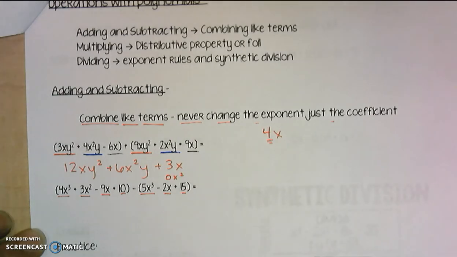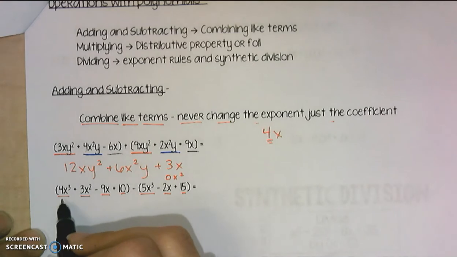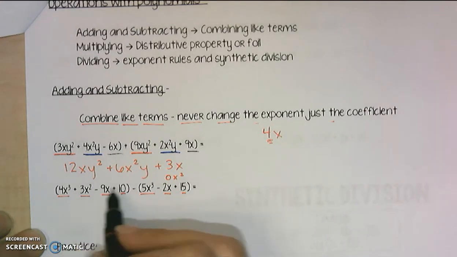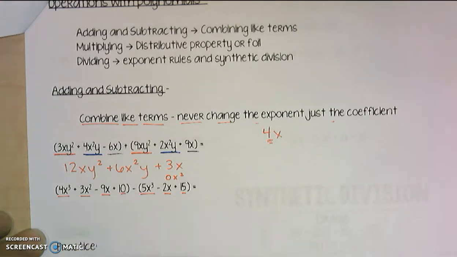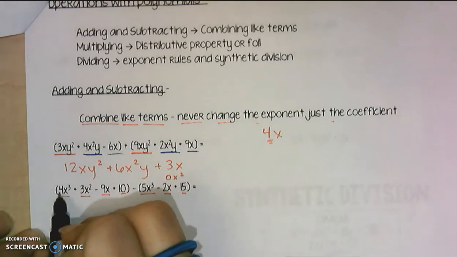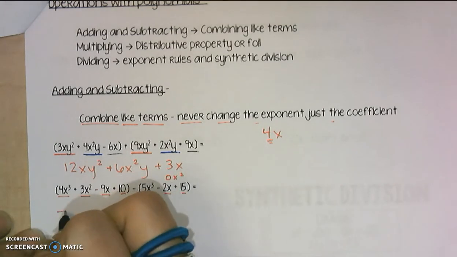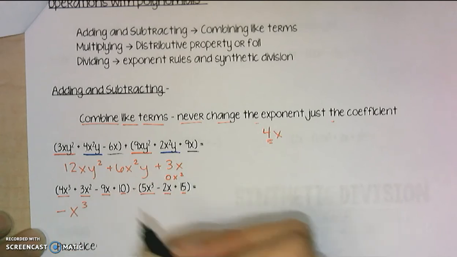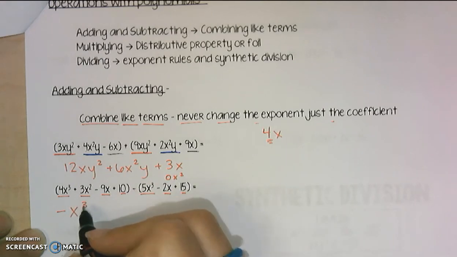Unfortunately, everything's not always in order. You'll notice that sometimes you'll have an x squared first and then x cubed all the way over here. So just be careful. So this is 4 minus 5, which is negative 1, or negative x cubed. Again, notice I'm not changing my exponent at all.